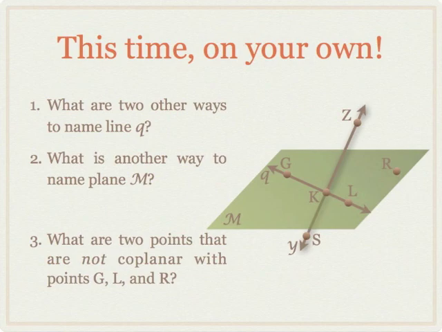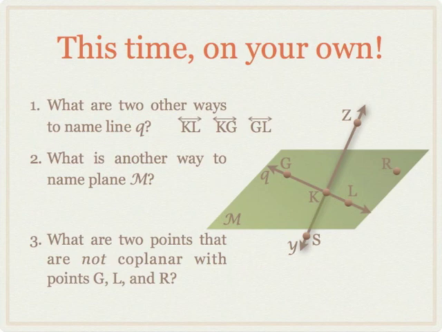So you think you have the answers? I'll bet you do. There are actually several other ways to name line Q. You could name it line KL, or line KG, or line GL. Again, by switching the order, you would have other ways to name them as well.